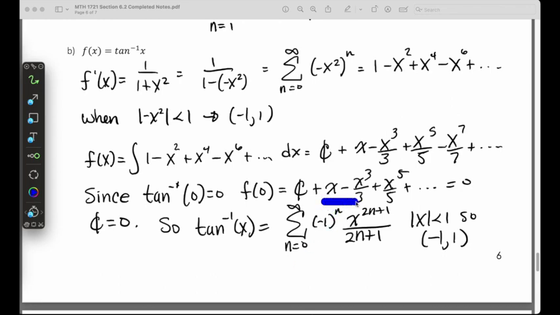So when I find my pattern for this, and I put it in terms of a series, I get that my power series for inverse tangent is the sum of negative 1 to the n, x to the 2n plus 1, over 2n plus 1. And when I find my interval of convergence, I want to make sure that the absolute value of x is less than 1, so it's going to converge from negative 1 to 1.